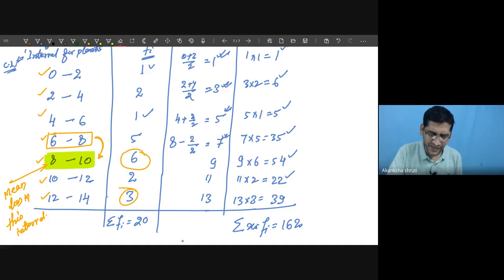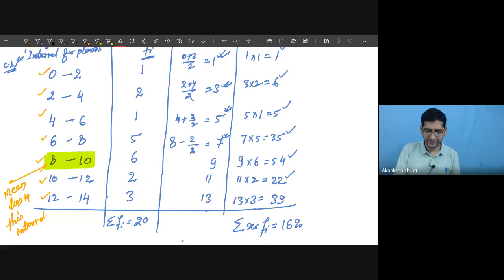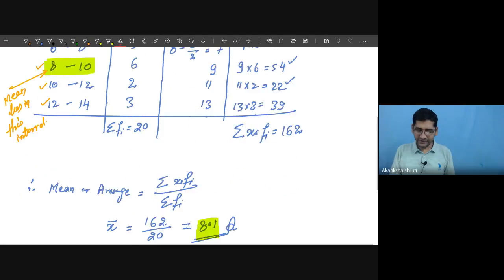So this way, the mean doesn't always mean the middle one. It can be near that middle one, a step above, or even 2 also. So this way, in which interval the mean is lying, that we can allocate.